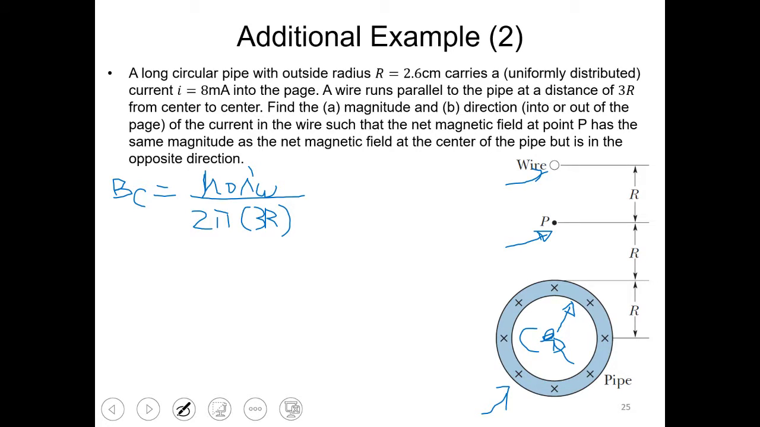So for this term, we assume the wire has a current I_W, so it will generate a magnetic field at point C. The distance between the wire and point C is 3R, so we have 3R here. And actually, the magnetic field contributed by this pipe would be zero.